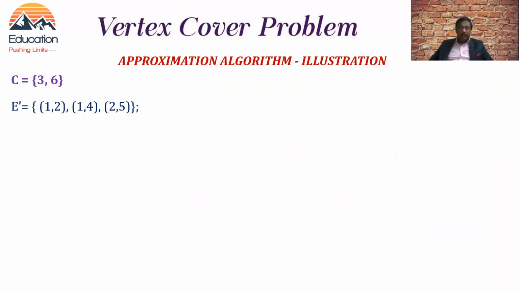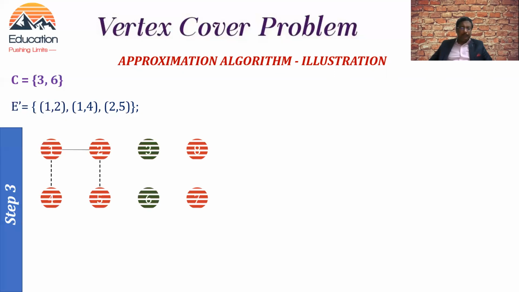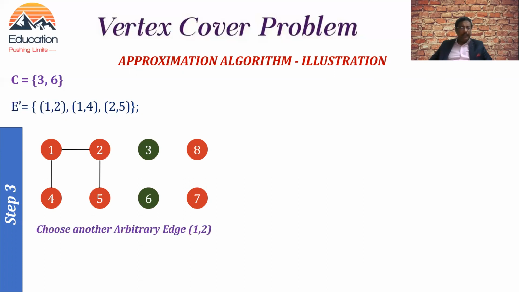So the next step is, this is the value of C, and these are the remaining edges in E dash. Step 3. Again I have to choose another arbitrary edge from the remaining edges. Here I am choosing 1, 2. I can choose 1, 4 or 2, 5. I can choose any edge, but I am choosing 1, 2 here.